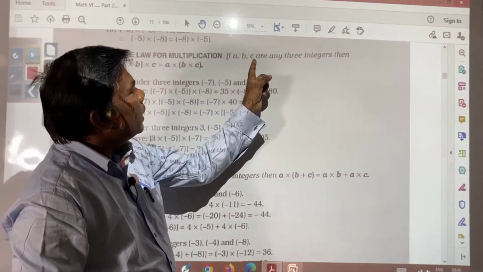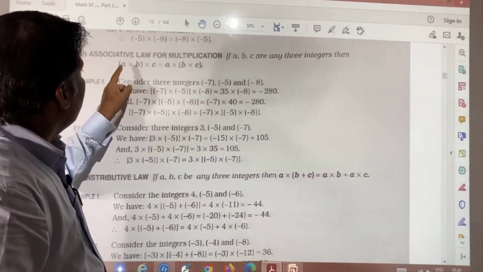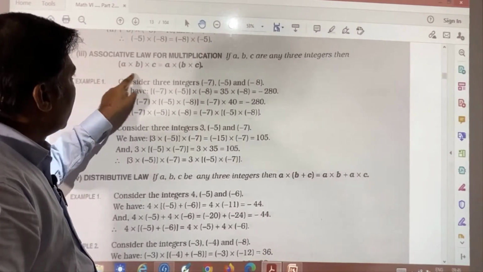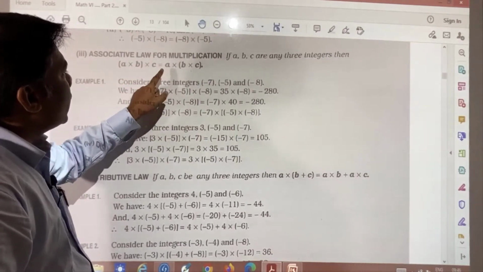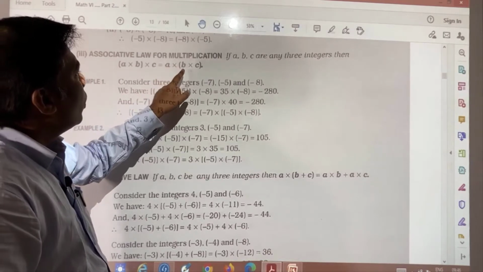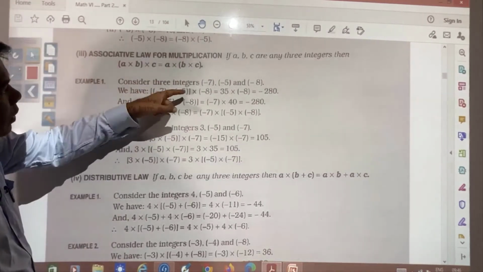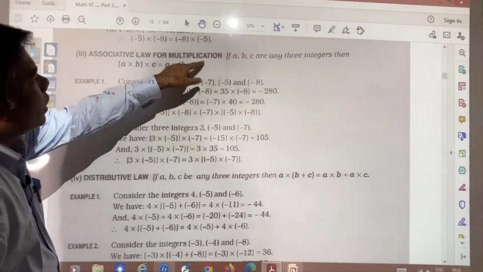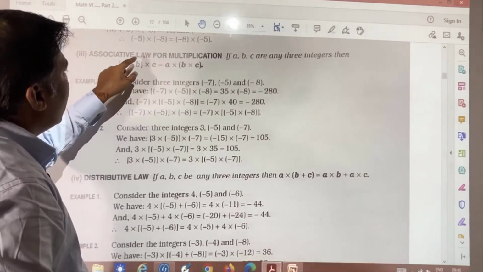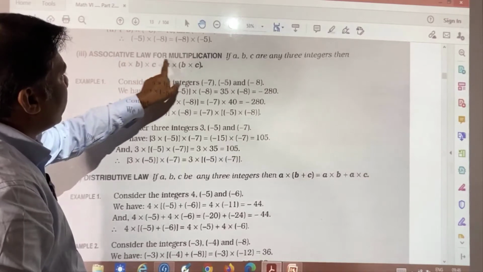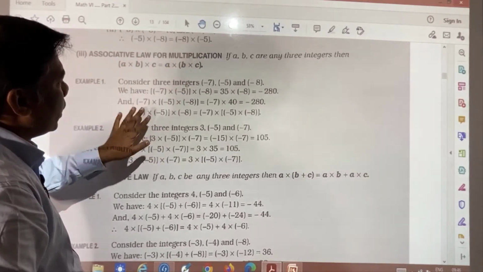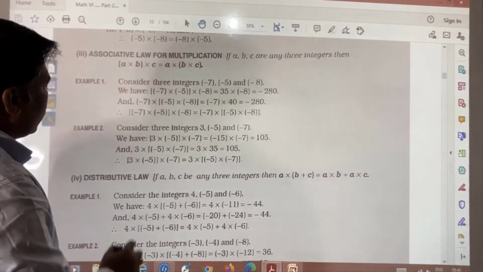If a, b, c are any three integers, then a into (b into c) is equal to (a into b) into c. Examples have been given. Just put the value and check whether that is true or not. Already you have seen the associative law in addition; the same thing is here for multiplication also.